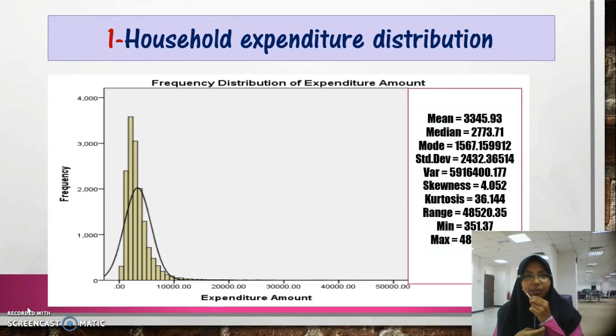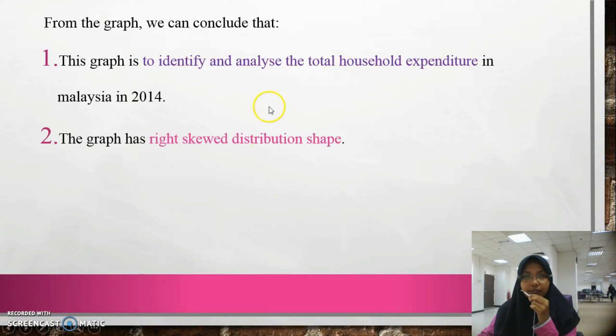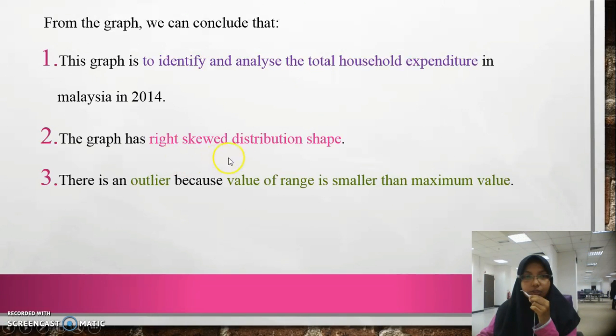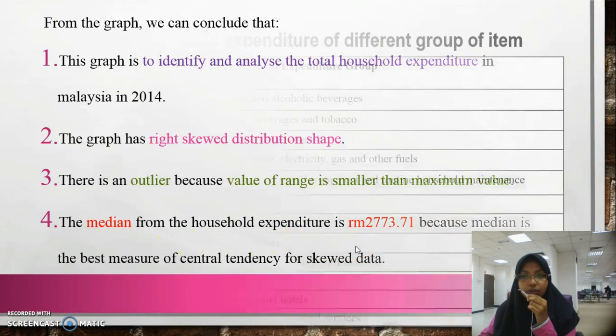Assalamualaikum warahmatullahi wabarakatuh. I will present the first and second objectives of our survey. The first one is the household expenditure survey. From the histogram in this table, we can determine the mean, median, mode, standard deviation, variation, skewness, kurtosis, range, minimum, and maximum. From the graph, we can conclude that it is used to identify and analyze the total household expenditure in Malaysia. The graph also has a right skewed distribution shape. The third point is that there is an outlier because the value of range is smaller than the maximum value. The fourth is that the median of household expenditure is about 2,700, because median is the best measure of central tendency for the skewness of the data.